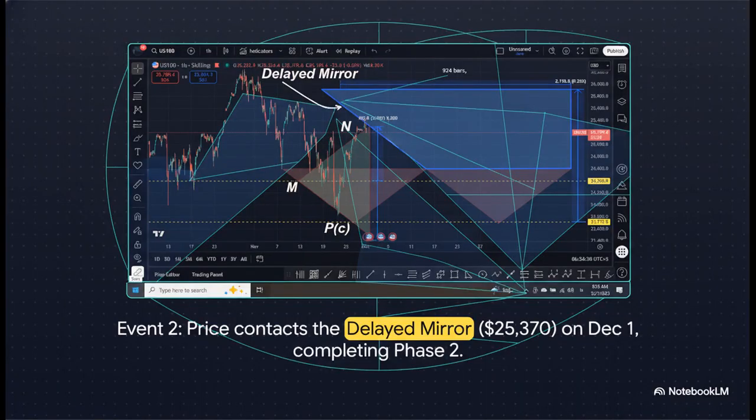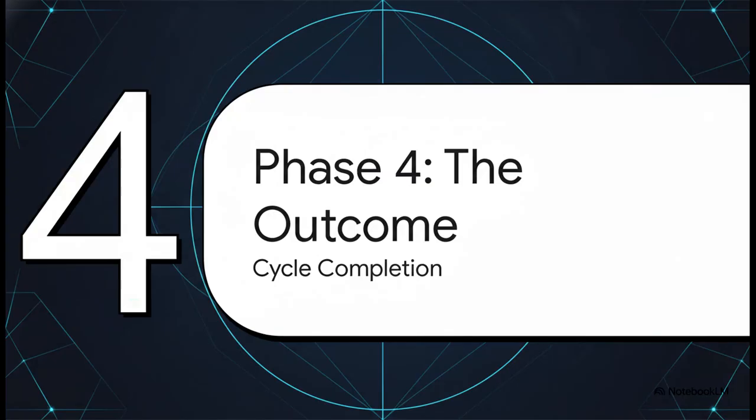Then, just a few days after that, on December 1st, we get our next big event. The price keeps moving up and makes contact with this line here, which is called the delayed mirror. That touch right there completes phase 2 of the cycle. So just to be clear on the order of events, which is pretty interesting, we had phase 1, the plan, then price action completed phase 3, and then it completed phase 2. So, phases 3 and 2 are in the books.